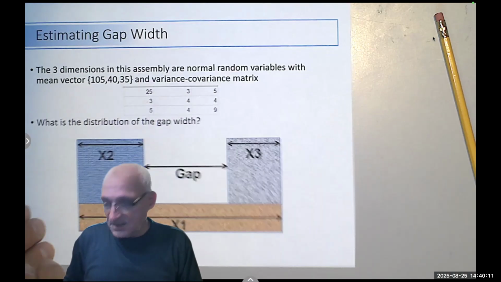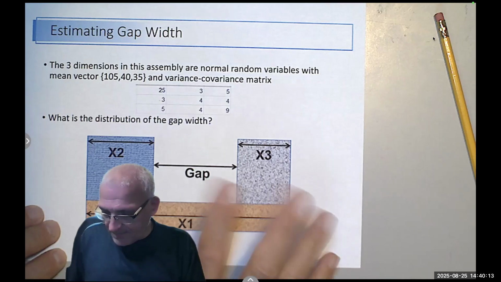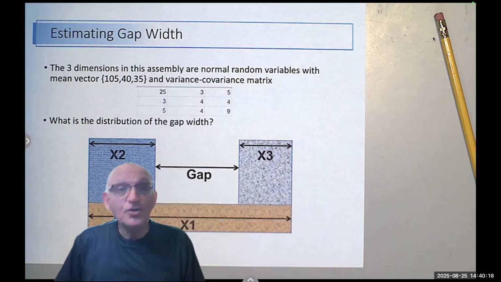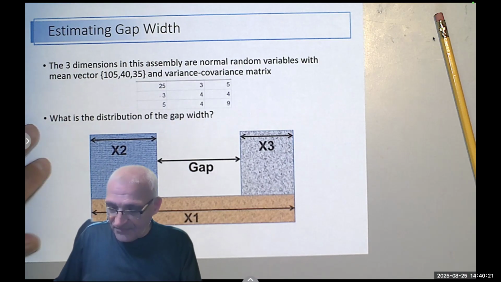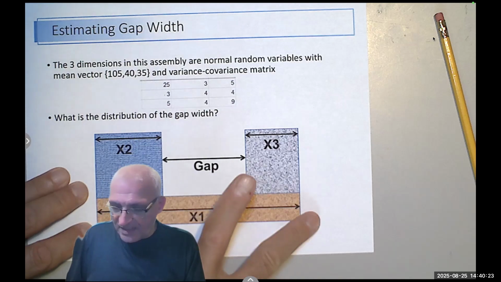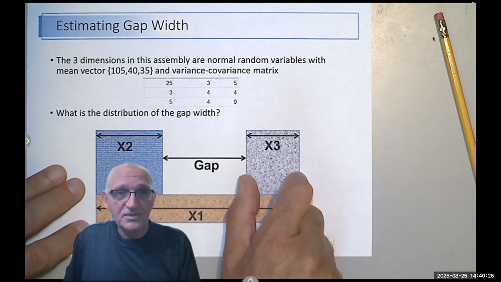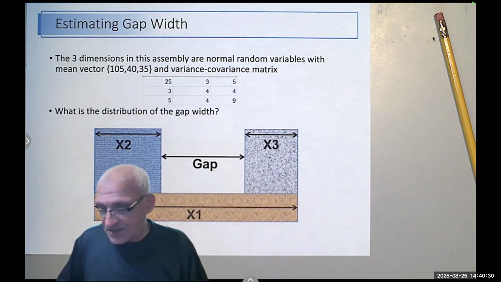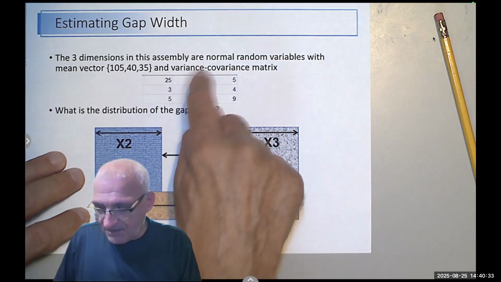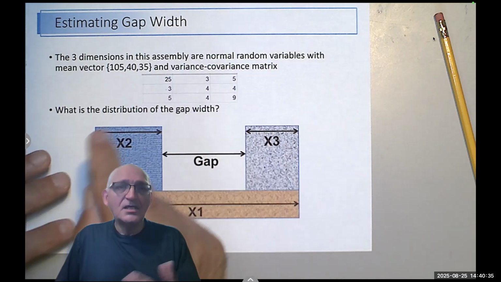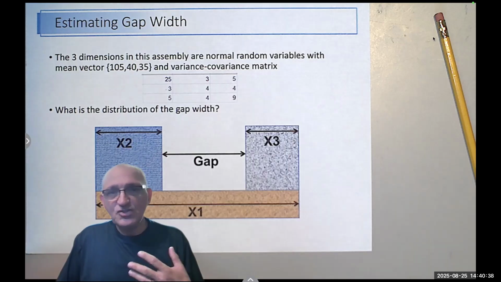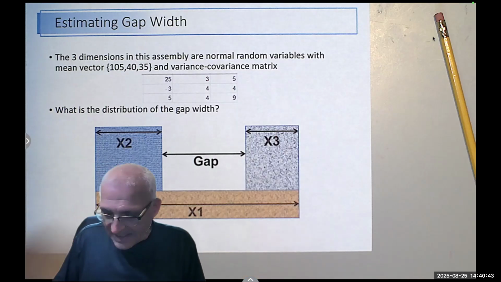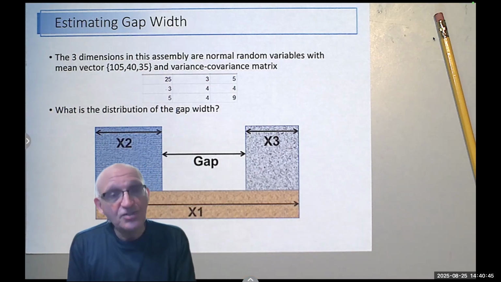They were giving us three dimensions. X1 is the base, X2 is the left, X3 is the right. They were all normal random variables, and they gave you the means to be 105, 40, and 35. And then we were also given the variance covariance matrix, which is a symmetric matrix. Notice that 3, 3, 5, 5, 4, 4, because the covariance between x1 and x2 is the same as the covariance between x2 and x1, of course, and so on and so forth. And we were asked to find the distribution of the gap.